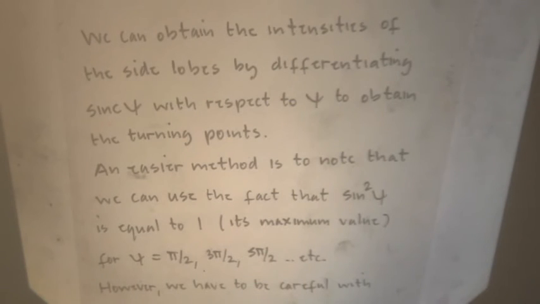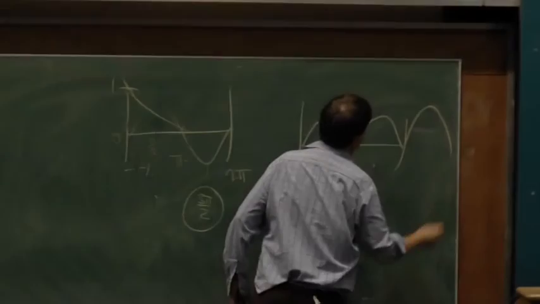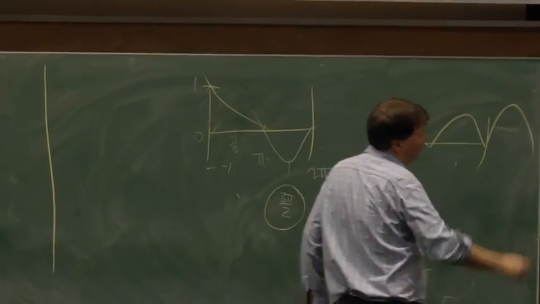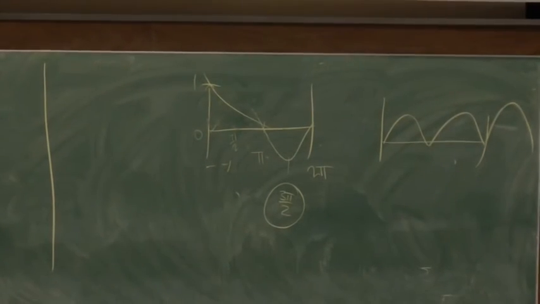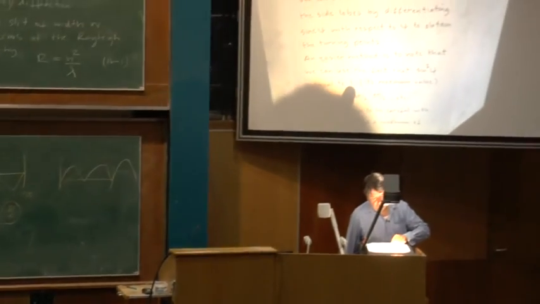So the maxima of the function have got to be pretty close to where sine squared psi is equal to 1. It can't get any bigger than that. If you take the sine squared, it is obviously just going to go up and down, and so the sine squared function can't get bigger than 1. So you can say you're going to get the maxima there.